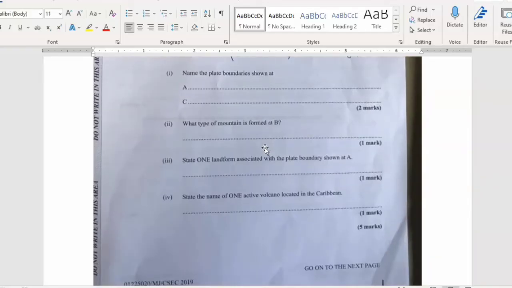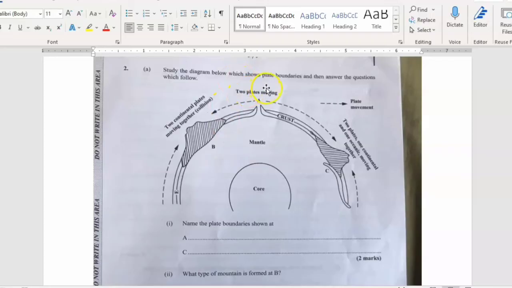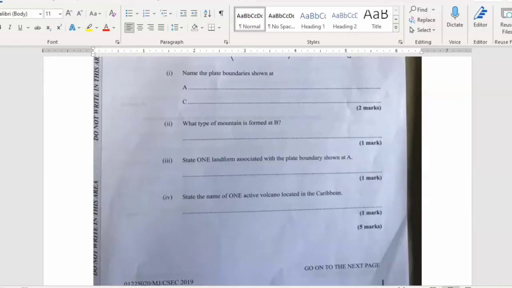Part 3 asks us to state one landform associated with the plate boundary shown at A. So at A, that's where we have the divergent plate boundaries. At divergent plate boundaries, we can have rift valleys developing, volcanoes or mid-oceanic ridges.